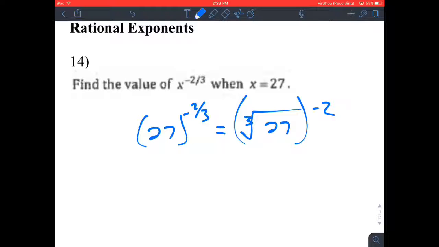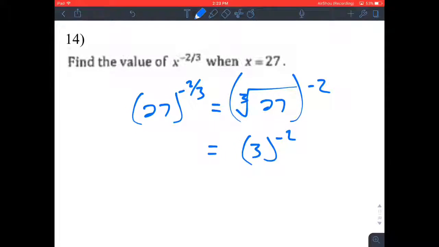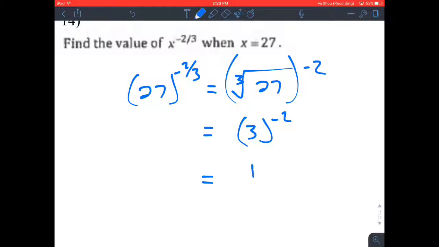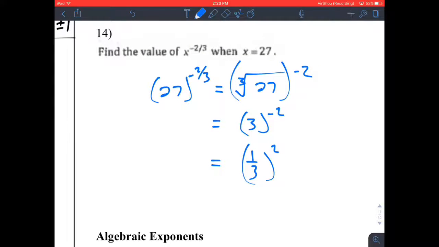The cubed root of 27 is 3. If we want our exponent to be positive, we reciprocate the base. And then, if you have a fraction to an exponent, you apply the exponent to the top and the bottom. 1 squared is 1, 3 squared is 9, so the answer is 1/9.